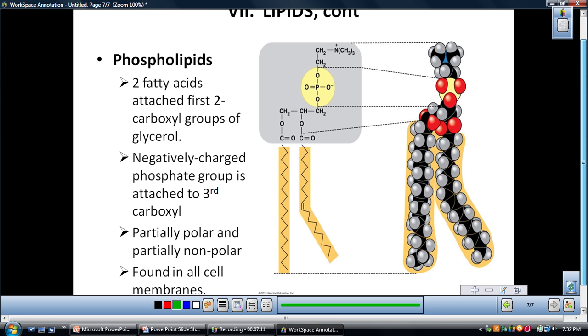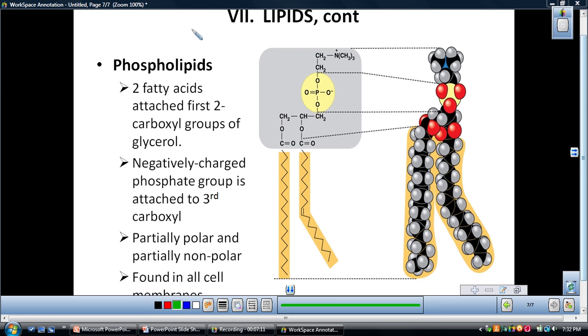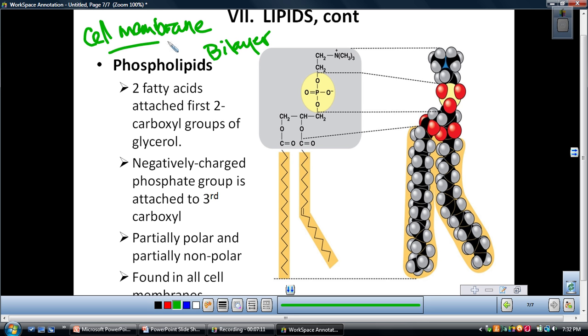The phospholipid, we will talk a lot about this as we go throughout more units, because when we talk about the cell membrane, it is known as being a phospholipid bilayer. You probably remember that from Bio 1. But the cell membrane is a bilayer of these phospholipids.